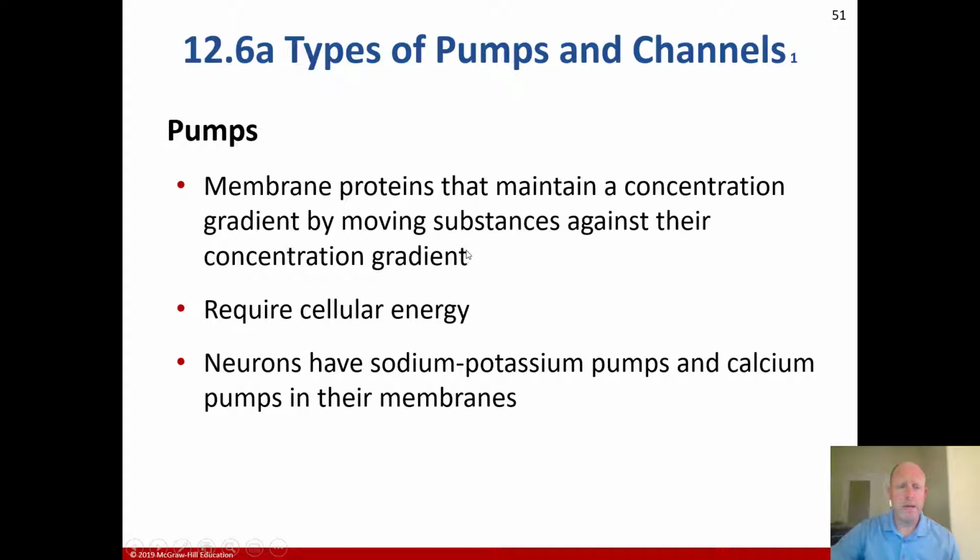So with pumps, pumps are basically membrane proteins that maintain the concentration gradient by moving substances against their concentration gradient. They require cellular energy. The neurons have sodium-potassium pumps and calcium pumps in their membranes.